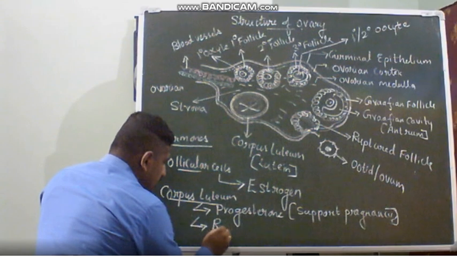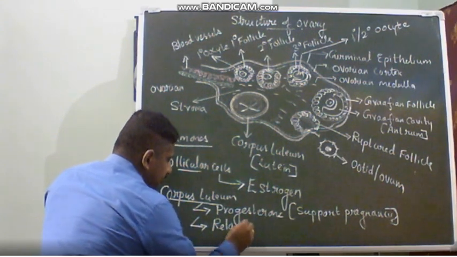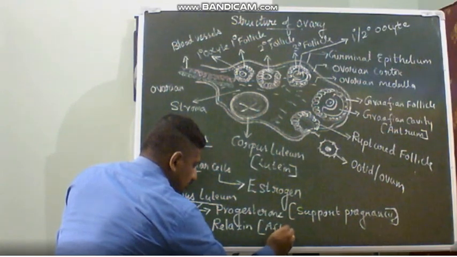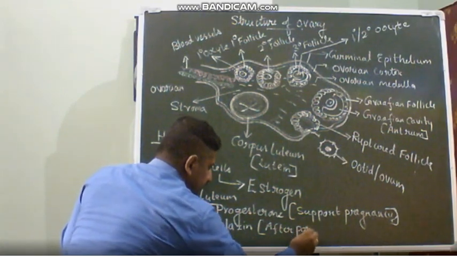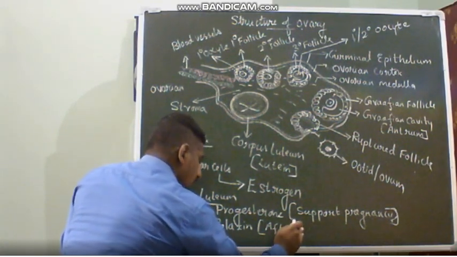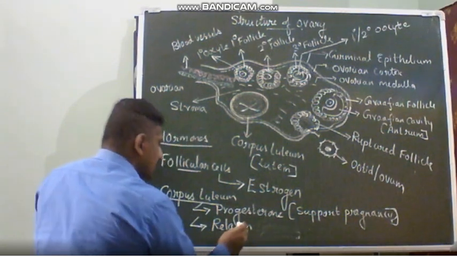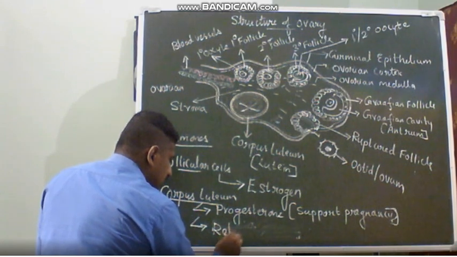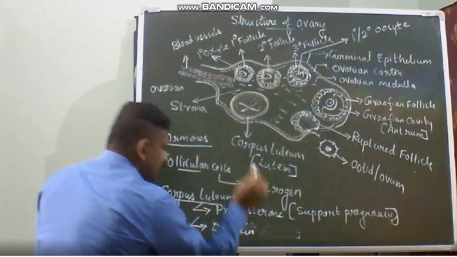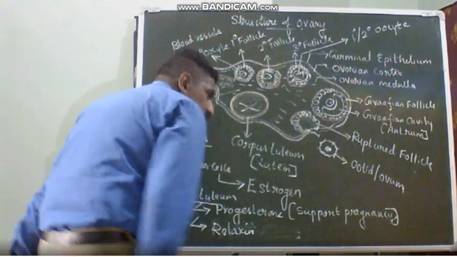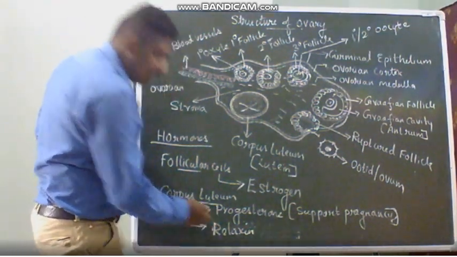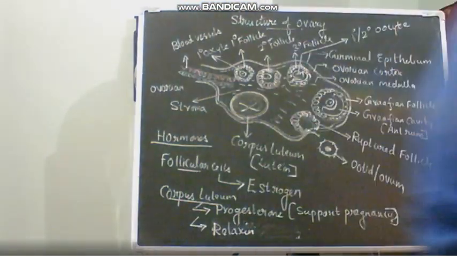That hormone is called as relaxin. That is after parturition or after pregnancy. Or another way, I can say that relaxin is a hormone secreted after parturition. But the role of relaxin I'll tell you when I'm dealing with you about fetal ejection reflex. In the role of parturition, I'll teach you something about relaxin.